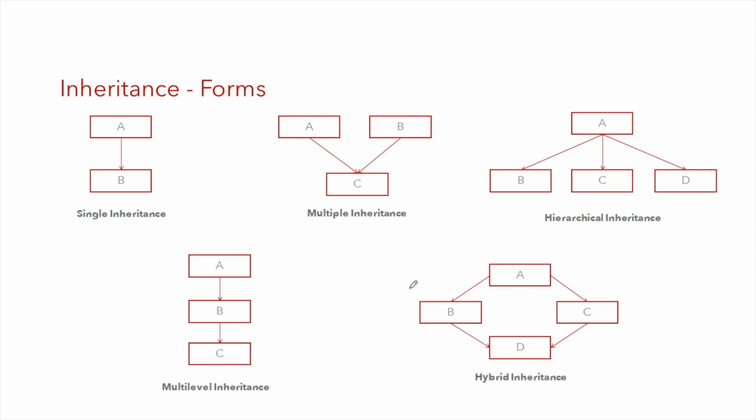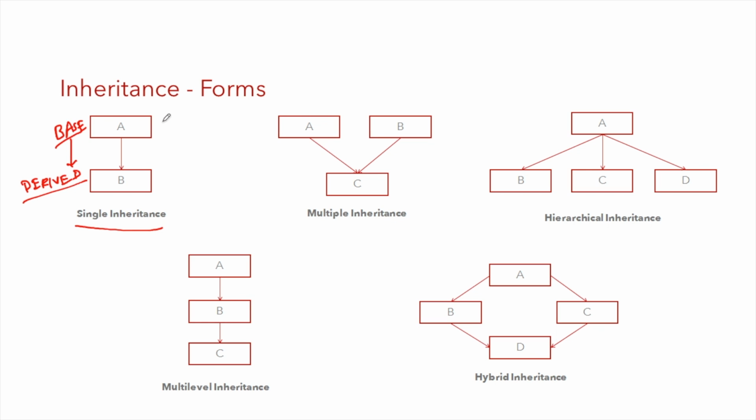So let us begin. In inheritance there are multiple forms. The most basic one is single inheritance. In single inheritance we have one base class, and the properties of this base class are inherited by a new class. We call that class the derived class. So these two important terms we need to remember.